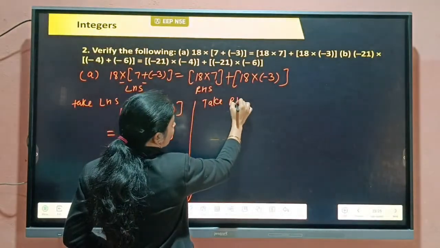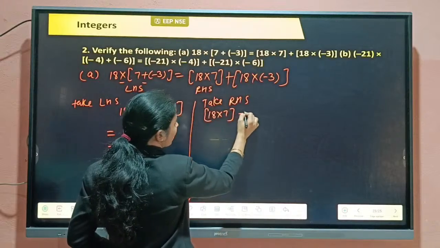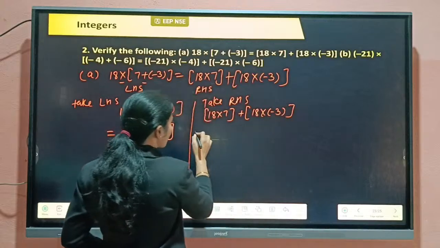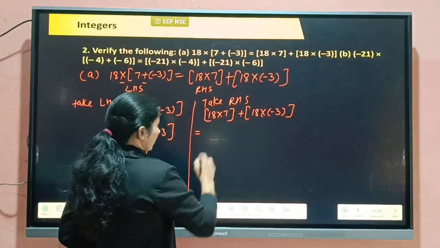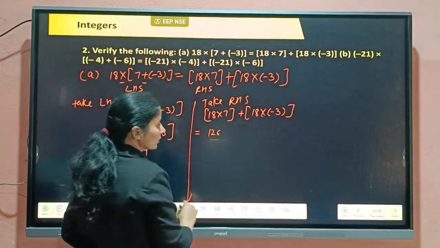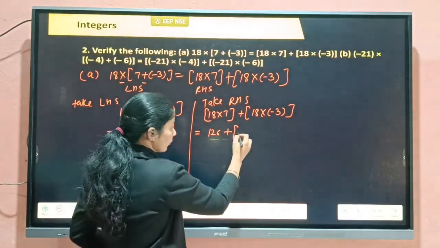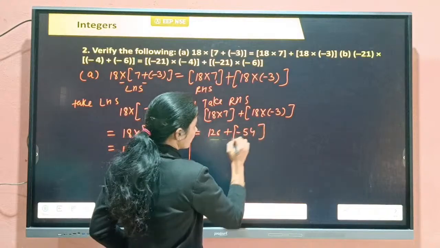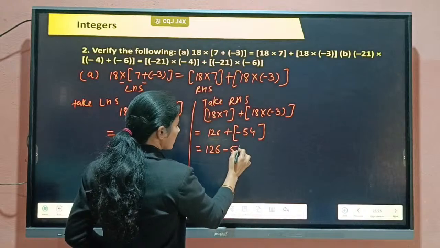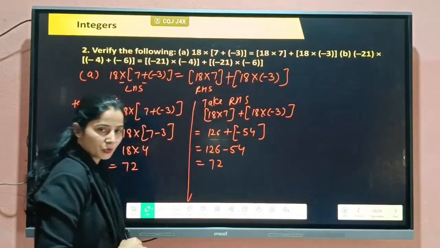Now take the right hand side. What is the right hand side? 18 into 7 plus 18 into minus 3. Multiply 18 with 7. 7 eights are 56. 126 plus 18 threes are 54, minus 54. 126 plus minus 54. So subtract it, it will be 72.